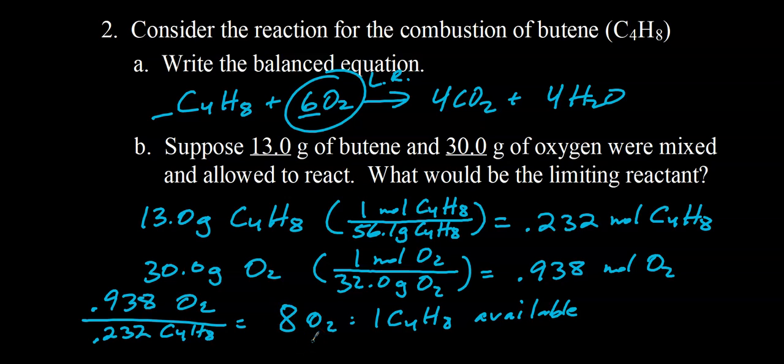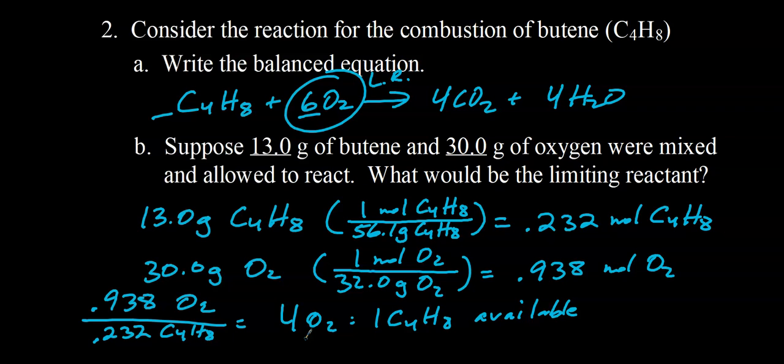You have 8 moles of oxygen for every 1 mole of butene, and you need 6 moles of oxygen for every 1 mole of butene. If this were the case, then you would have more oxygen than you need. Then oxygen would be the excess reactant and the butene would be the limiting reactant. Now that's of course not the case. We need more oxygen than we have, so oxygen is a limiting reactant.